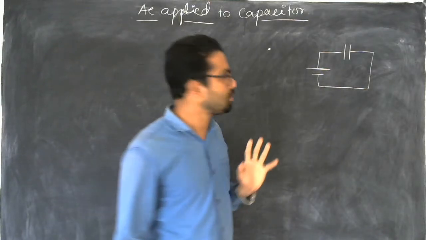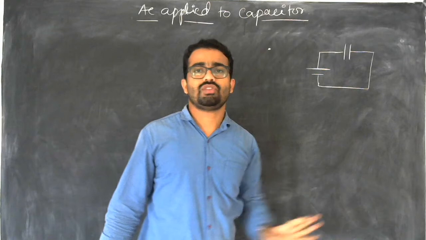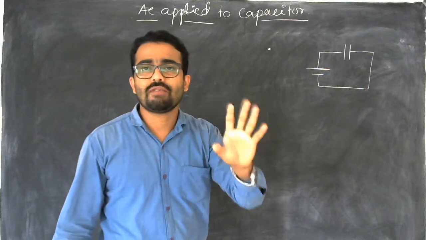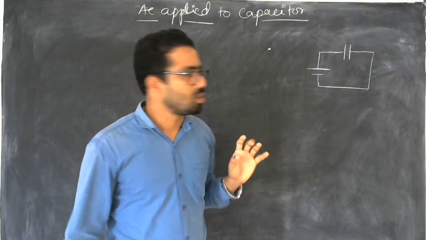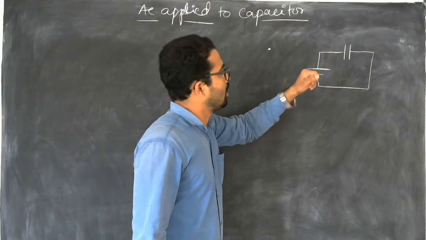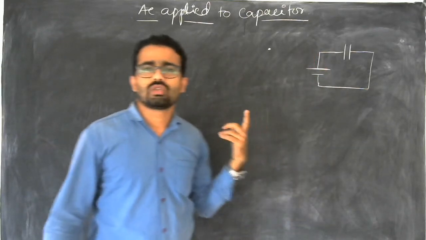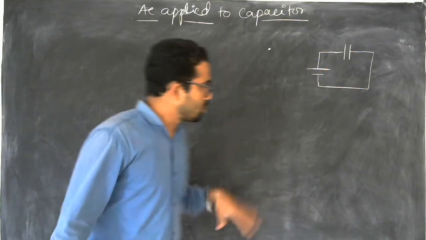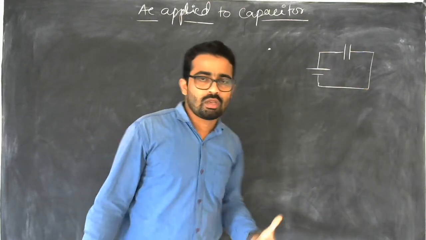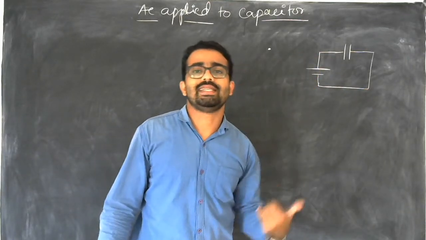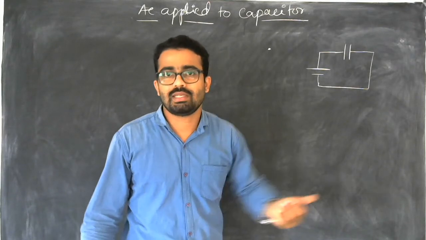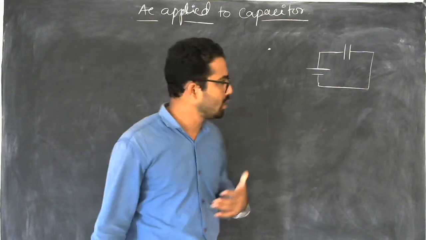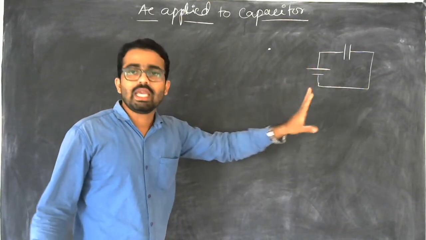That is why, once the capacitor is charged, it is not allowing the flow of electrons in the circuit. That is the function of a capacitor in a DC circuit. In other words, the capacitor will block the DC through itself. It doesn't allow the flow of direct current through it. That is why it blocks the DC.